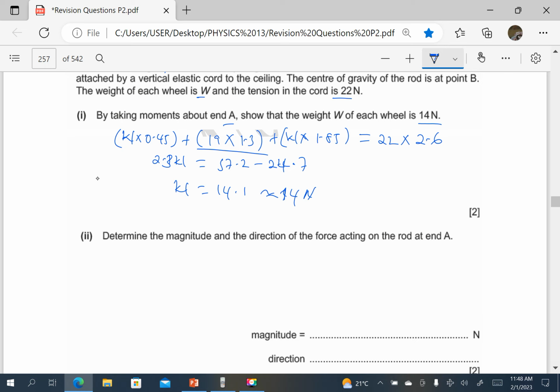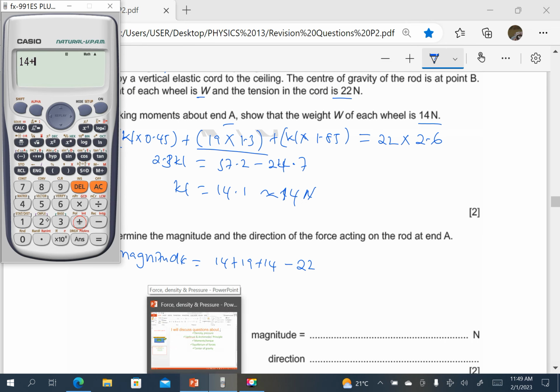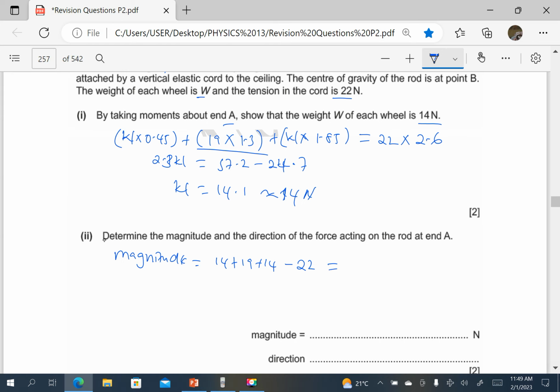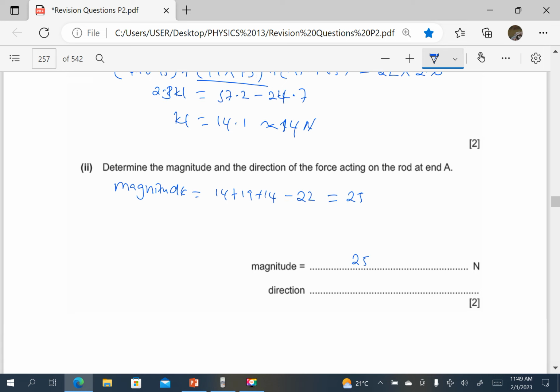So the magnitude is going to be 14 plus 19 plus 14. Then we subtract the one which is in the opposite direction. So 14 plus 14 plus 19 minus 22, which gives us 25. So this is 25. So the magnitude is 25, and this should be vertically upwards to balance the total forces downwards.